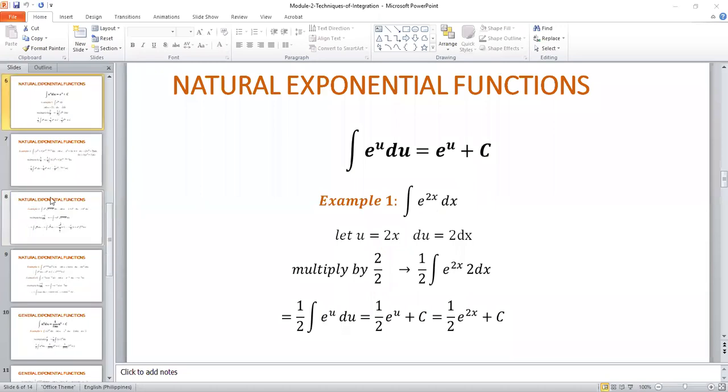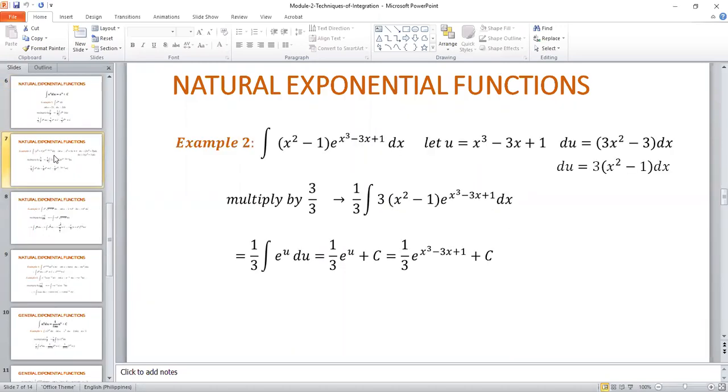Okay, let me go down to the next. So we'll have this next one. Now this time, your e^u is this. Now, this must be then your u. It's written here, x cubed minus 3x plus 1. What's the du of this?